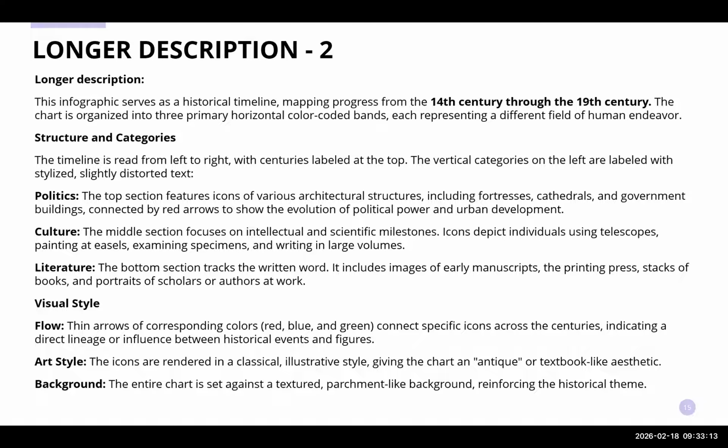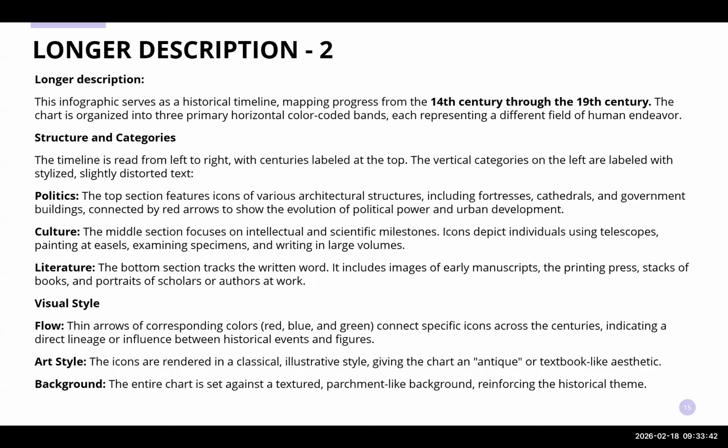So we are actually describing the visual cues that you have included in the image, like icons of cathedrals for politics or printing press for literature. We also make sure to mention those colored arrows connecting the icons. And that is very crucial because those arrows represent the actual intellectual connection that you want them to see or understand.